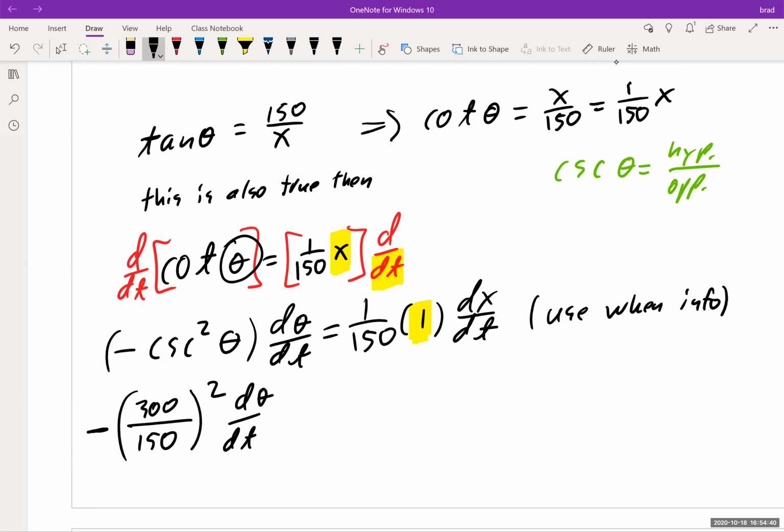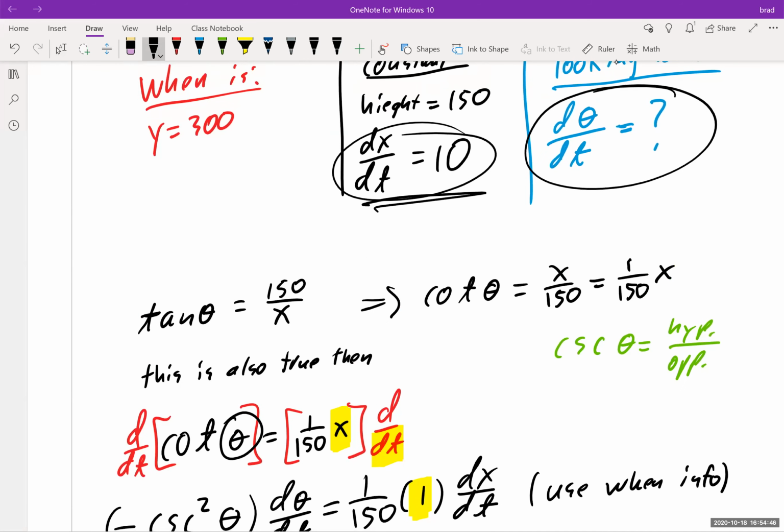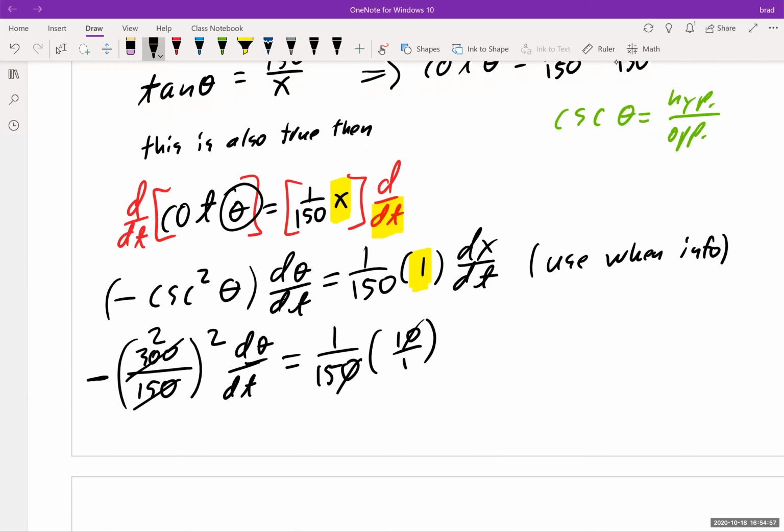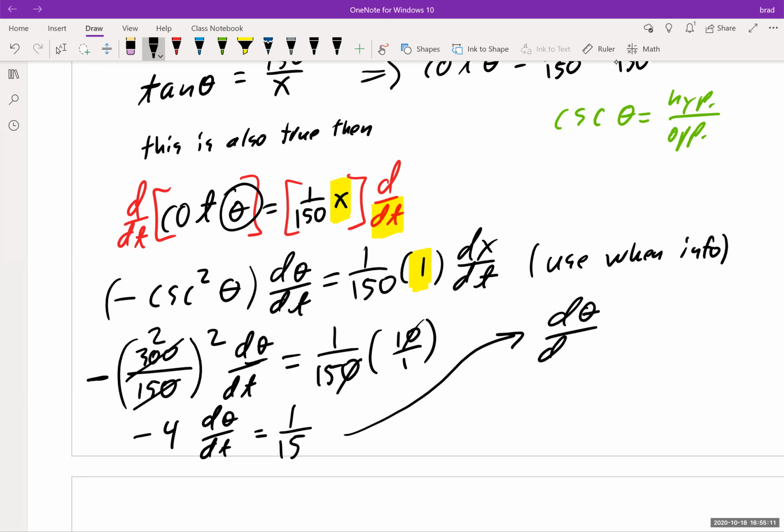d theta dt, we don't know. That's what we're trying to find, right? And then dx dt, they tell us, is 10. So this becomes 1 over 150 times 10 over 1. We can cancel the zeros, so now this cancels and becomes 2. So this will become negative 4 d theta dt equals 1 over 15. Then I have to multiply both sides by negative 1/4, so we get d theta dt equals negative 1 over 60. And that will be our rate of change of our angle.